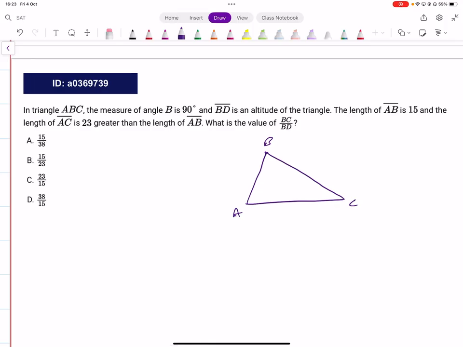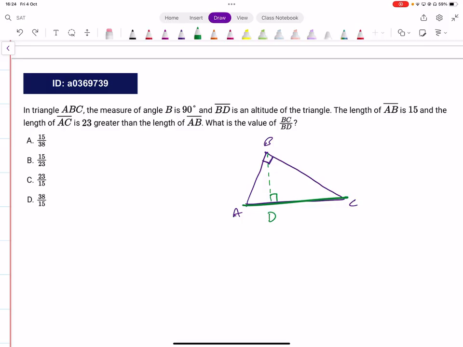What that means is, we know this angle is 90. That's one thing that's given. Angle B is 90. BD is an altitude of the triangle. That means there's another 90 here. This is D. Altitude is perpendicular. So BD is perpendicular. So if you make a line from B to the third side, it should be perpendicular to that side. So your altitude at BD.